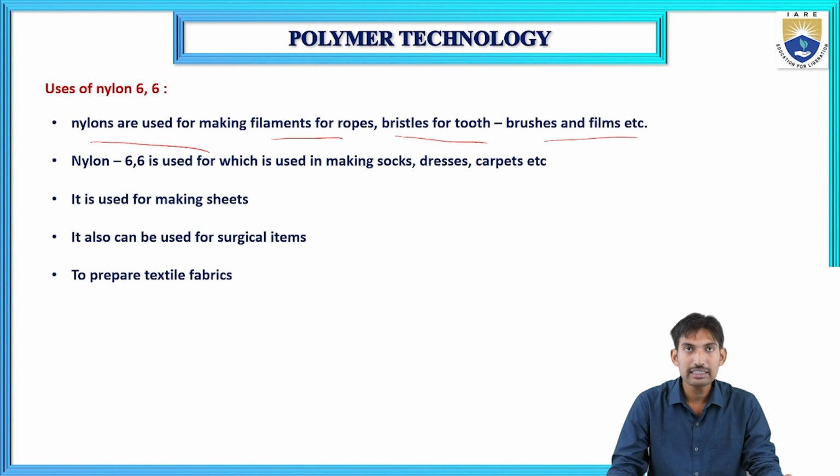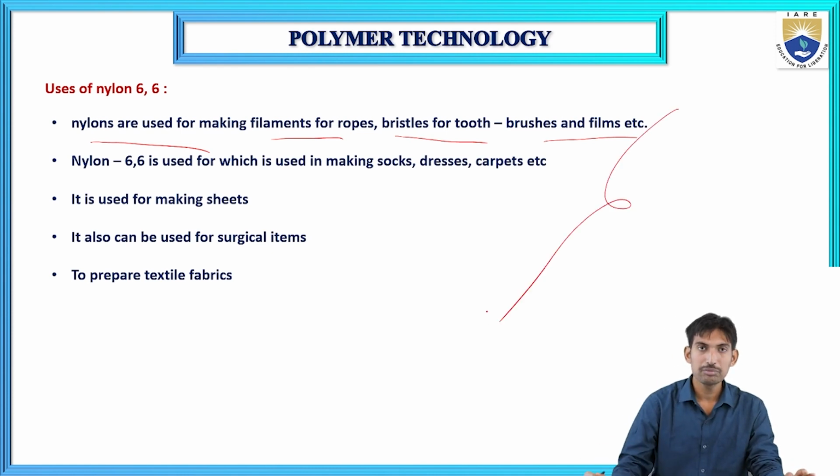It is used for making seats. It can also be used for surgical items, and to prepare textile fabrics. These are the applications of nylon 6,6.